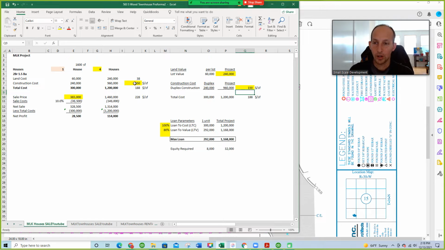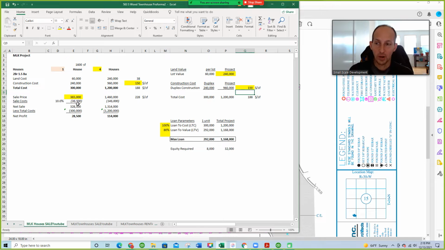So $150 a square foot, that's $240,000 to build, and so our total cost on this is going to be $300,000. At a sales price of $365,000, we're going to have sale costs of $36,500, leaving a net sale of $328,500, and we take away the costs, that's $300,000. So a net profit per house of $28,500.